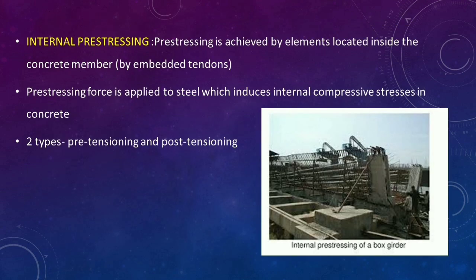Now, in internal pre-stressing, the pre-stressing is achieved by elements located inside the concrete member, that is the tendon or the steel wire. So the pre-stressing force is applied to steel, which induces the internal compressive stresses in concrete. This internal pre-stressing is of 2 types, pre-tensioning and post-tensioning, which we will discuss later.